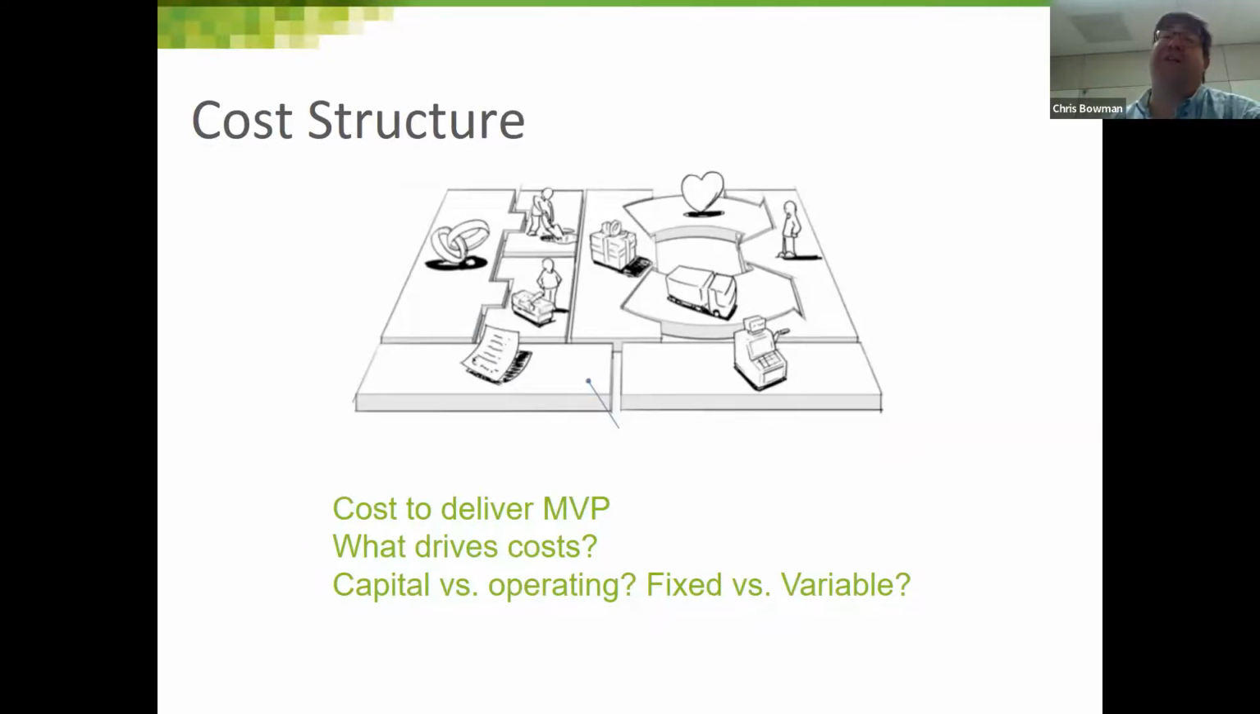So what's it going to cost me to deliver my minimum viable product, the thing I want to release into the market? What's driving that cost? How much of that cost is upfront capital costs versus everyday operating costs? Are they fixed or variable costs? If I sell 1,000 of these, is it going to be much more expensive per item than if I sell 1 million of these things? Generally speaking, yes, but how steep is that drop off? And so on and so on. So just how is the business's cost structure going to look?